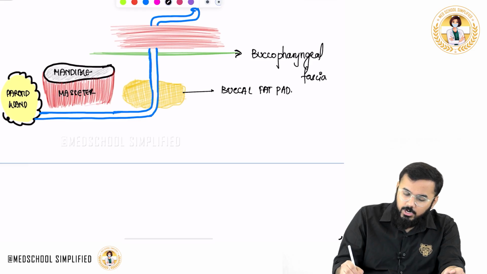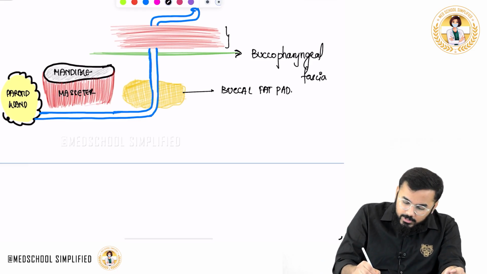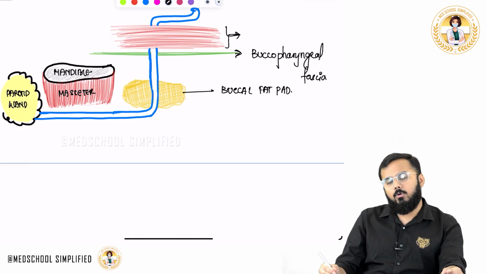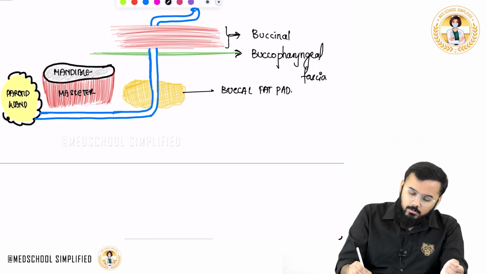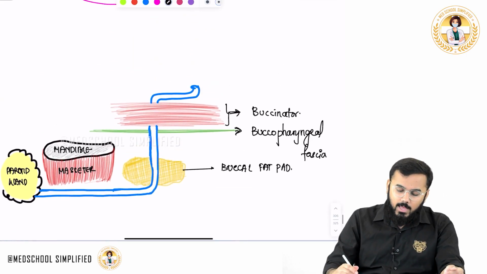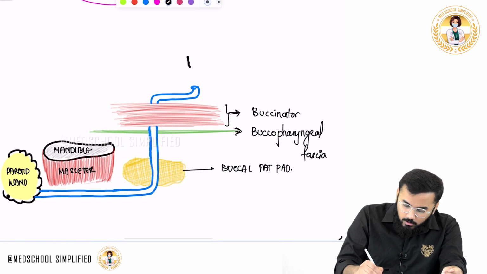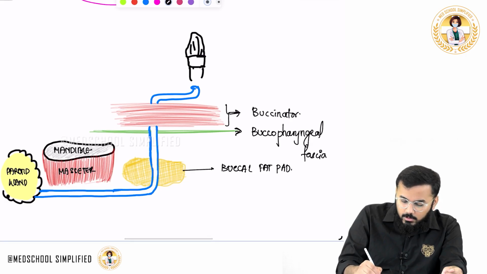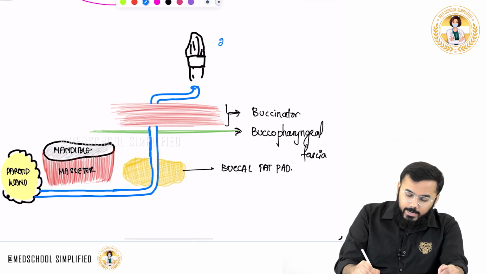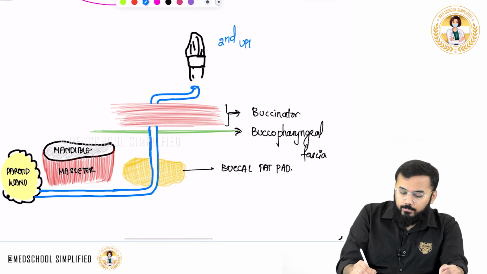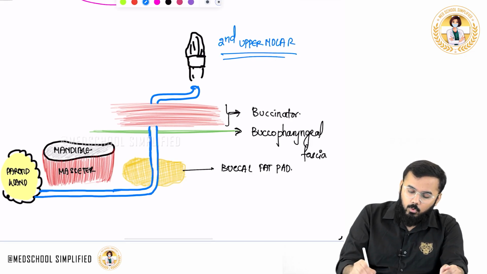Buccopharyngeal fascia. Above this, you can tell that the buccopharyngeal fascia is covering a muscle called the buccinator muscle. Here, let me draw one tooth. What I am telling you is that this is the second upper molar.